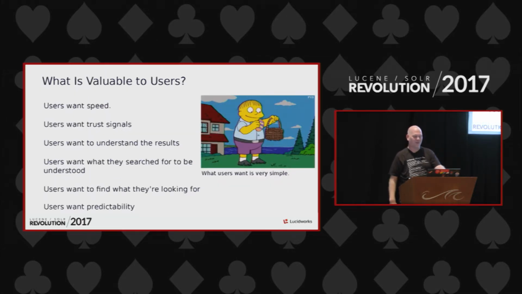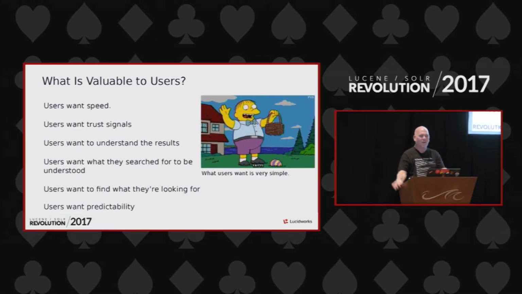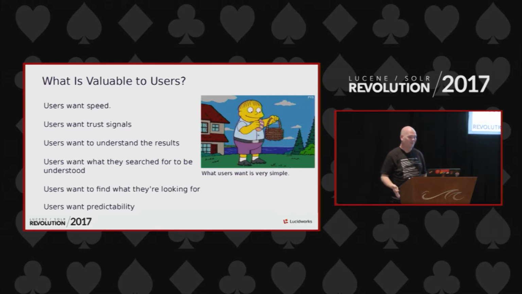So now we're going to talk about users. What users want is generally very simple. And they don't care about you. They really don't. They know that they can go to Google and find something if they don't find it with you. They want speed. They don't want your app to be hanging and showing a little waiting signal, because they know that they can get it in less than a second with Google.